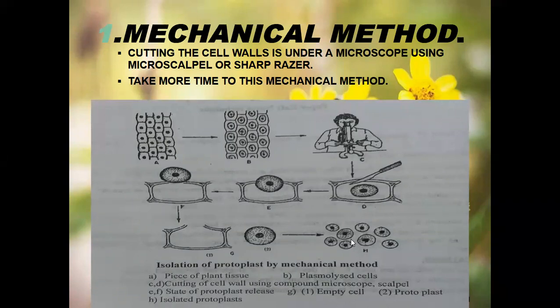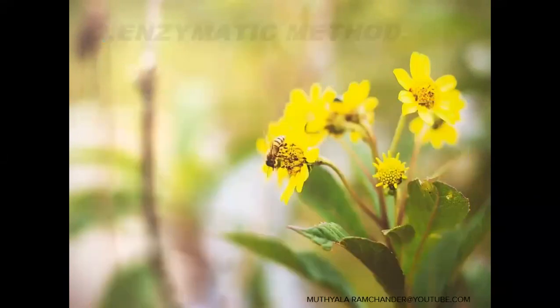It takes more time and we collect a smaller amount of protoplast, and sometimes the protoplasts are broken. Broken protoplast means that during the collecting of protoplast with sharp razors and microscalpels, the microscalpels and sharp razors sometimes cut the plasma membrane. So those protoplasts cannot be utilized in the protoplast fusion culture. Only healthy protoplasts are collected and taken in the petri dish. It is the mechanical method for isolating protoplast from the parental plants.